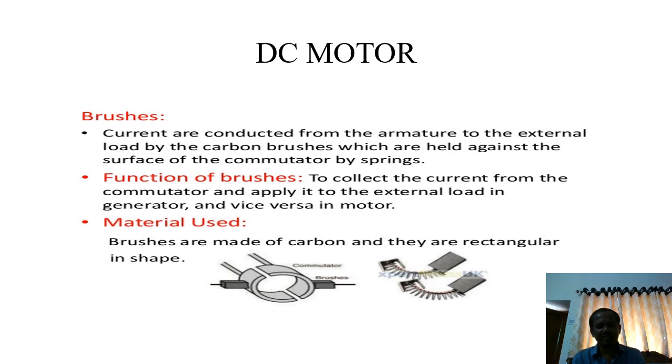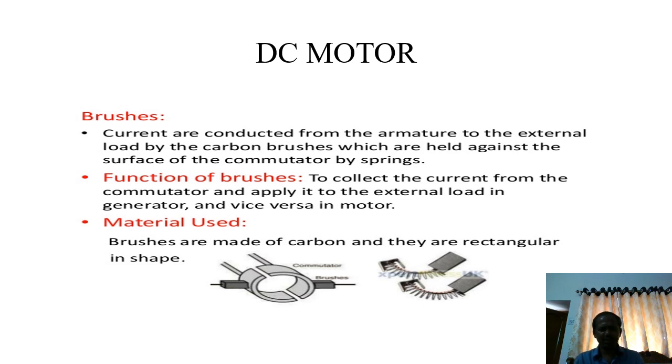The function of brushes is to collect the current from the commutator. What is the function of the commutator? To convert alternating voltage into a unidirectional one. So the function of the brushes is to collect this converted current from the commutator and apply it to the external load in a generator, and vice versa in a motor.